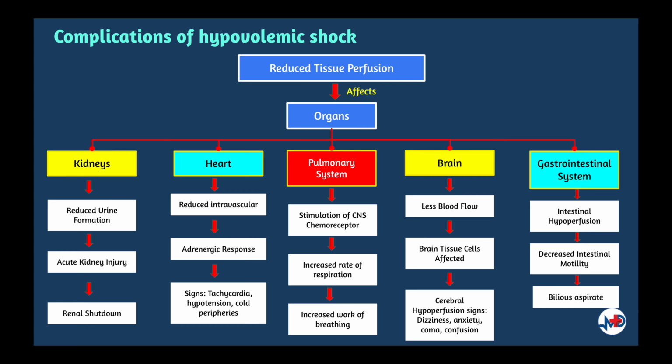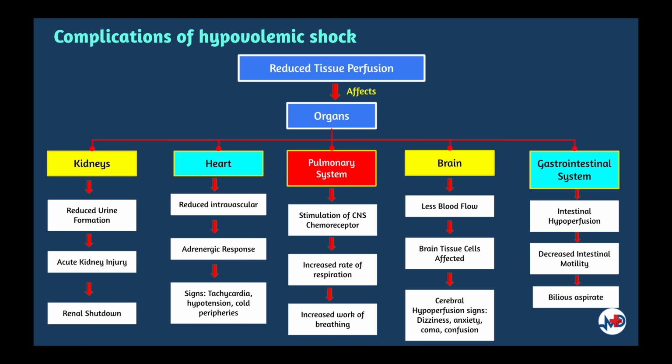How does the reduced circulatory volume in hypovolemic shock affect the brain then? It's simple. When there is less blood flow to your organs, your brain tissue and cells are equally affected, which then leads to the symptoms of cerebral hypoperfusion, which are dizziness, restlessness, anxiety, confusion, drowsiness, or even coma.